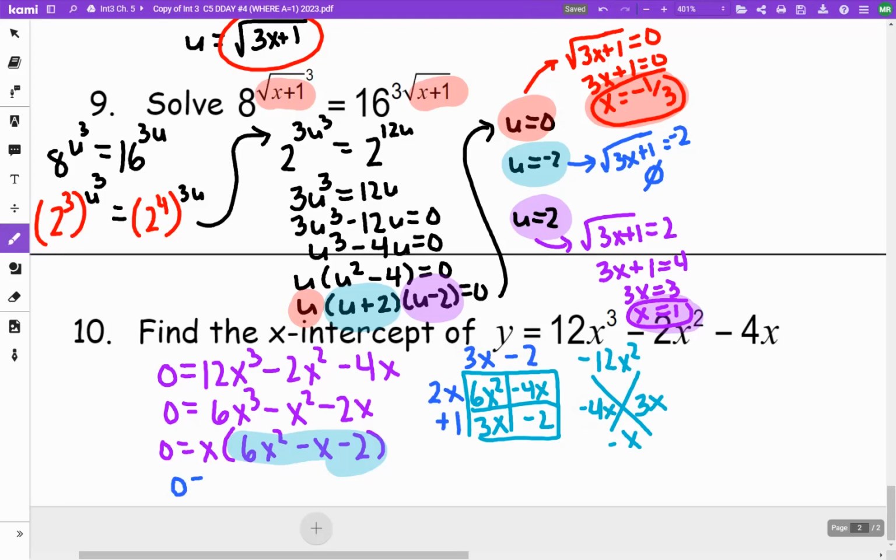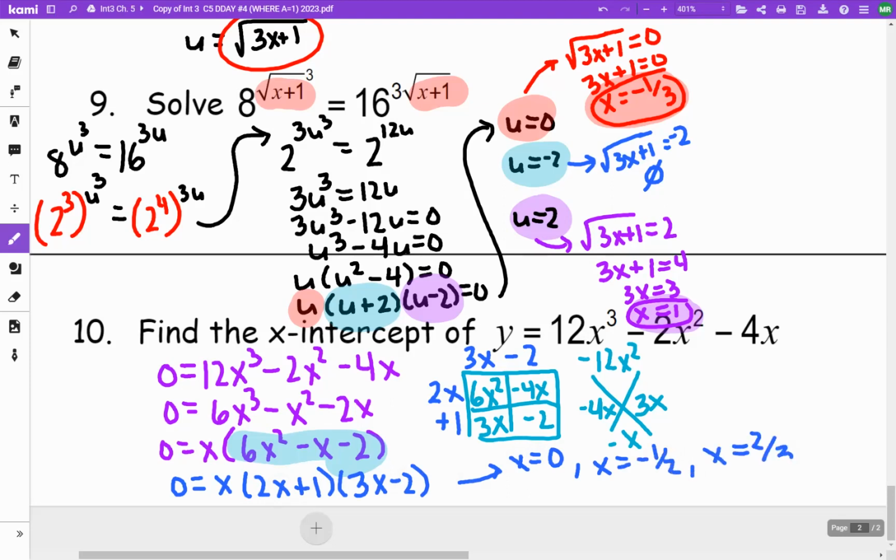So at this point, I'm going to have my x from before. I am going to have a 2x plus 1. I'm going to have a 3x minus 2. I'm going to set each of those to 0. So I'm going to get x equals 0, x equals -1/2, and x equals 2/3. And those are our x-intercepts. And hopefully this helps you guys out.